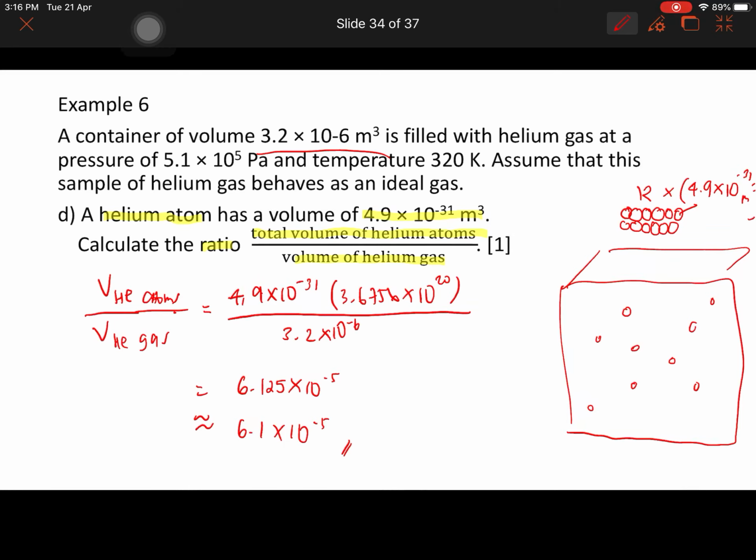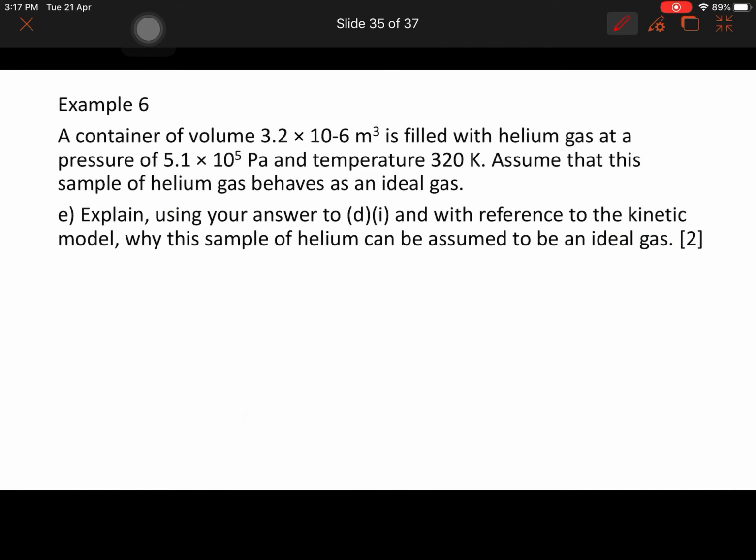So you can see that the ratio of the volume of helium atoms to the volume of helium gas is very small. Which means that if I change the ratio to volume of helium gas to volume of helium atoms, it will be very big. The space that the gas takes up is a lot bigger than the amount of space that it actually needs. So this is where we come to part E.